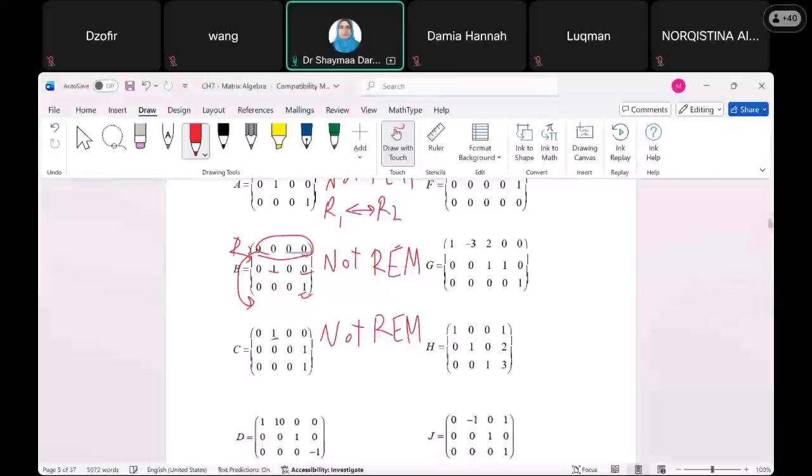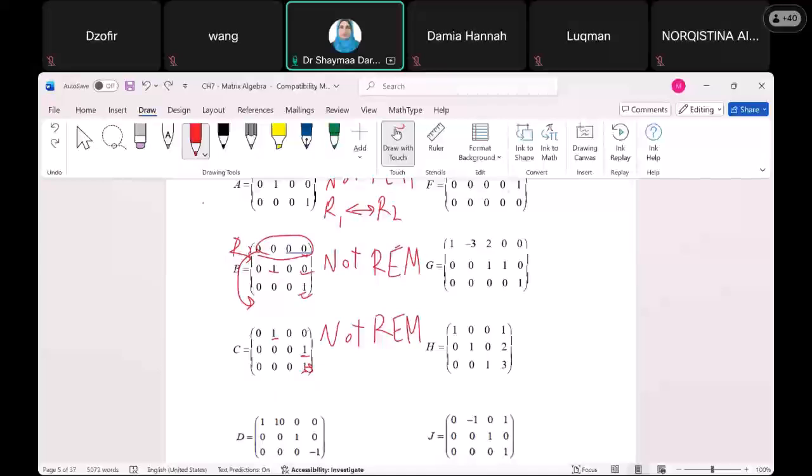Okay, the first non-zero number is 1. This is the first leading one. The first non-zero number here is 1. It comes to the right. The first non-zero number here is also 1, but it does not come to the right. It comes below the first. This leading one comes below the second leading one. Cannot. It should come to the right. This number should be equal to 0. So this is not in row echelon form.